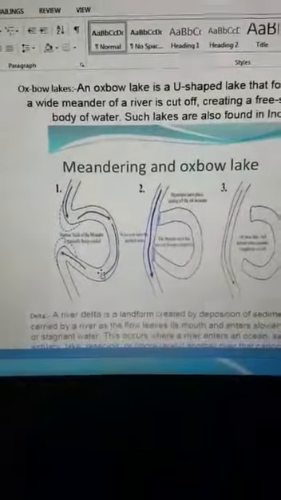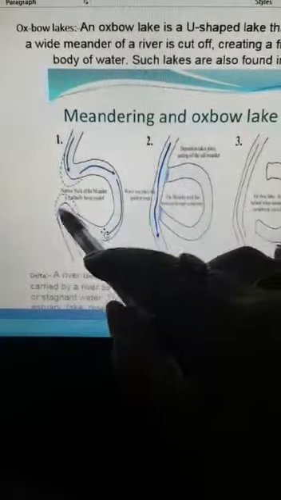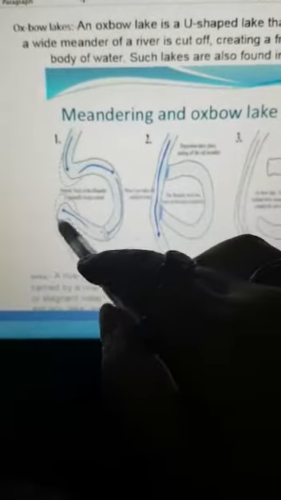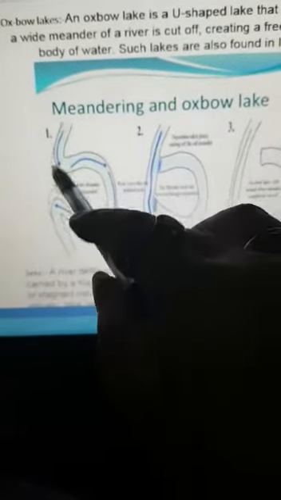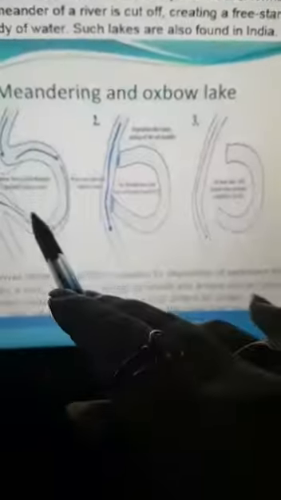Now I have already said about the meanders. Meanders means the river is meandering its course. It is turning, looping and coming back, trying to follow the same route but cannot because of the depositional activities of the river. This is stage 1.